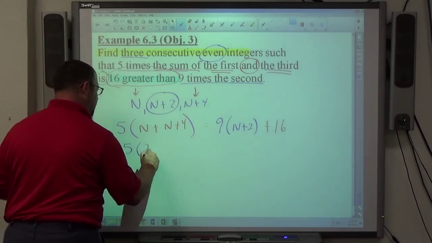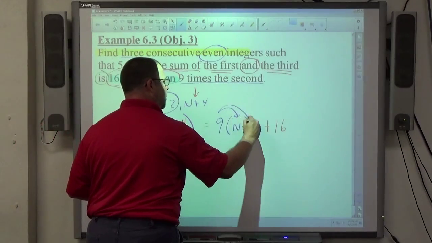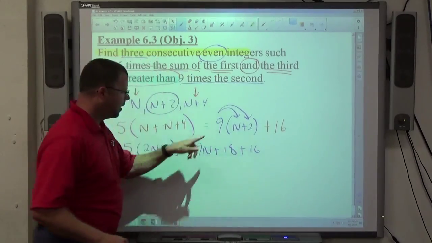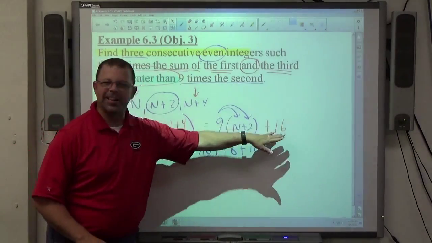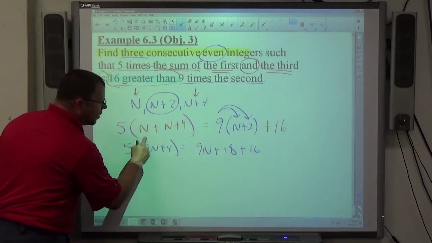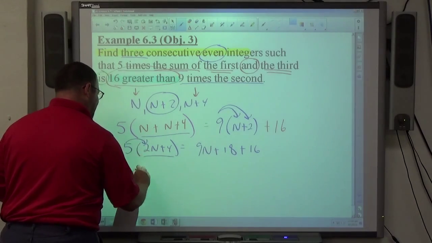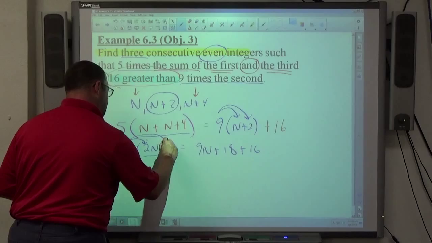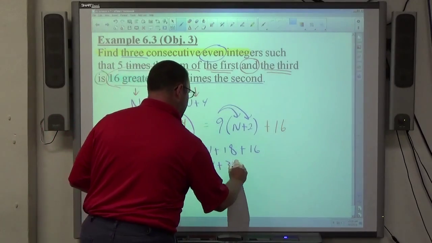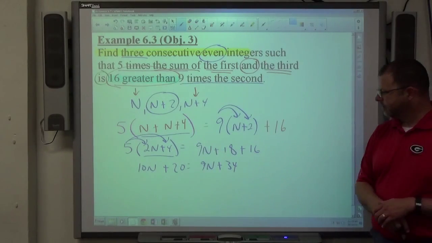5 parentheses 2n plus 4 equals, I'm going to go ahead and distribute this. I can't make that any prettier. So 9n plus 18 plus 16. 9 times n, 9 times 2. Plus 16 is outside the parentheses, so it's not affected by the 9. Here I just added these together before I distributed. Now if I distribute, 5 times 2n is 10n. 5 times 4 is going to be plus 20. This is 9n plus 34. 18 and 16 add to make 34.